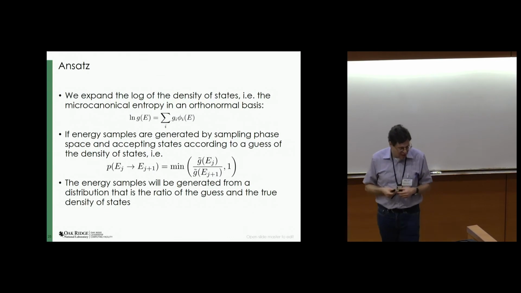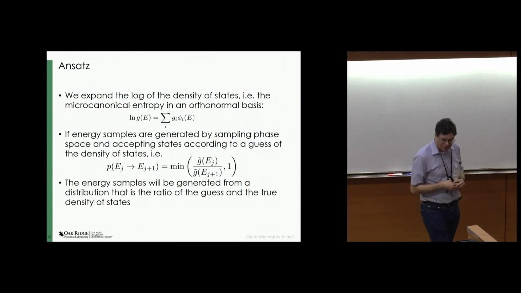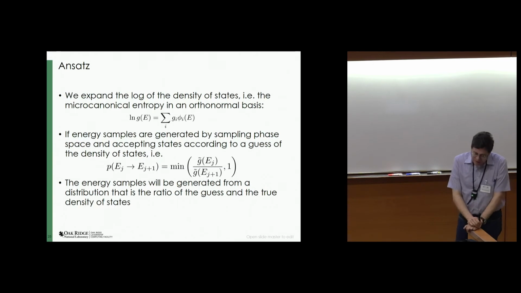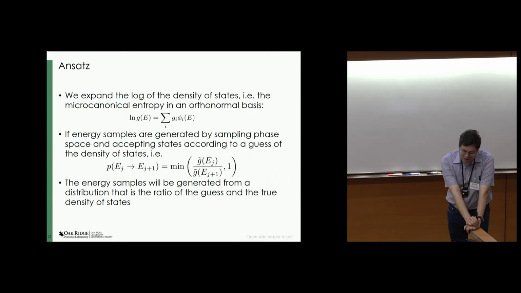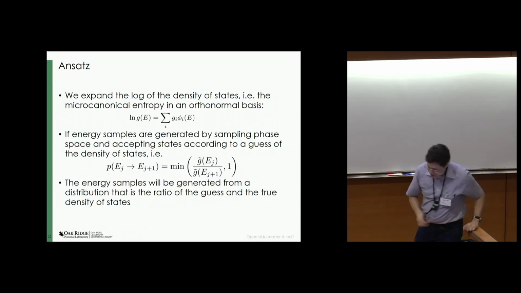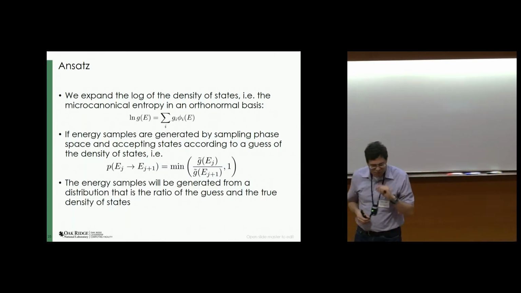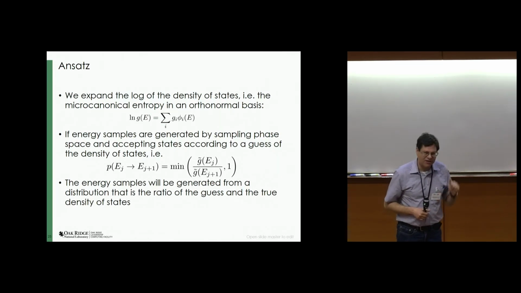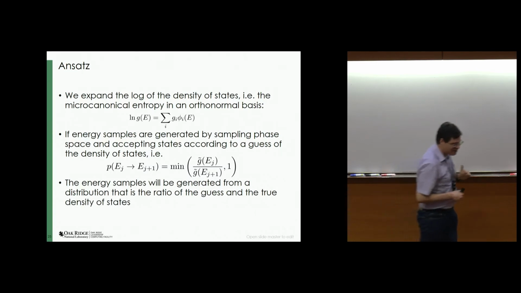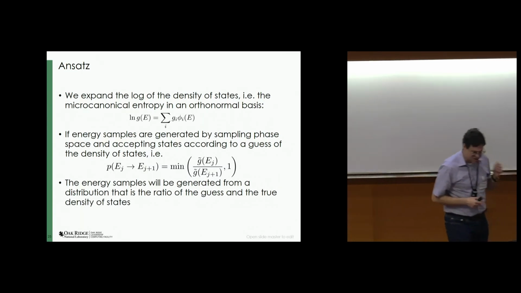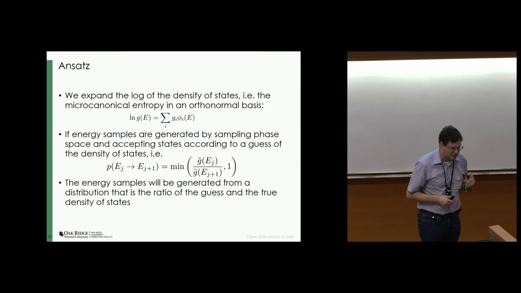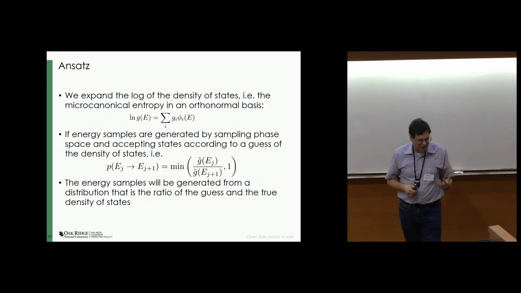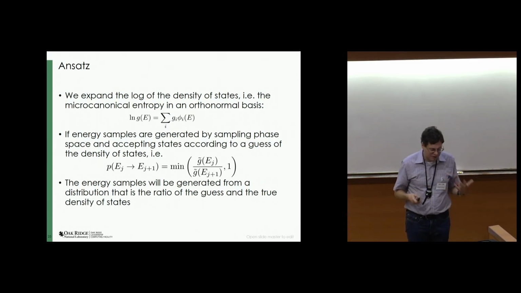So the ansatz we've chosen there is we expand log of G. I didn't really point this out: what Boltzmann called W is our G. So log of G is the microcanonical entropy. And we expand this in terms of some orthonormal basis.